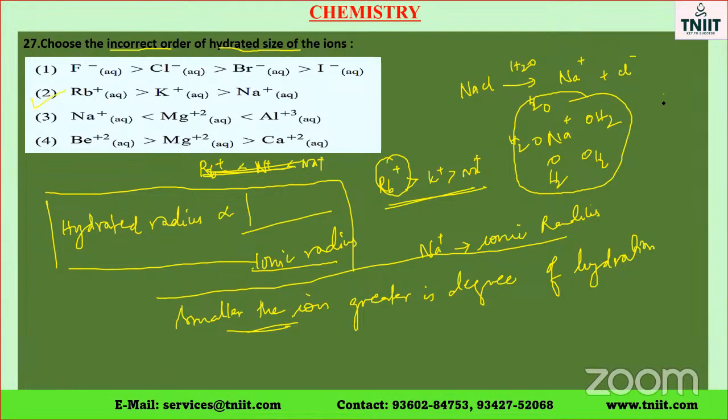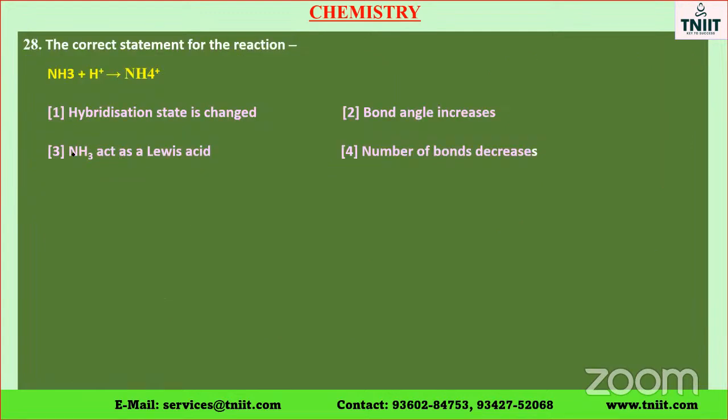See, this is the order. We have lithium, sodium, potassium, rubidium, and cesium. All these belong to the alkali metals, the first group. As we go down the group, ionic size and atomic radii increase. Now, rubidium is larger than potassium, and potassium is larger than sodium. But what does this relation say? Hydrated radius is inversely proportional to ionic radius. So the hydrated radius of rubidium will be smaller, but here they mentioned it to be larger in the second option. Therefore, the incorrect statement is option 2. I hope you followed. The next question.